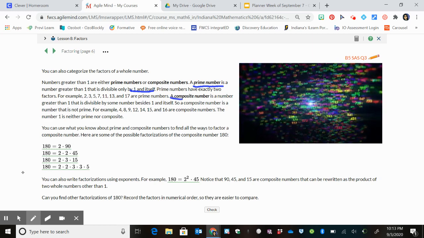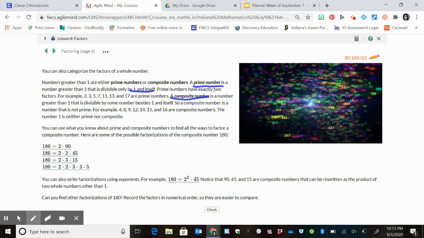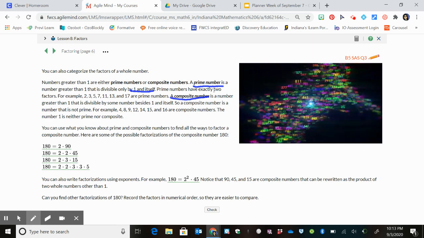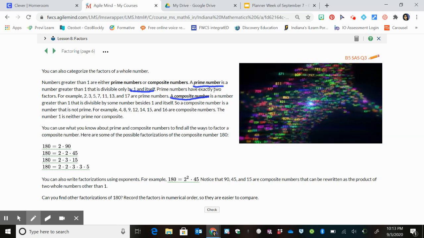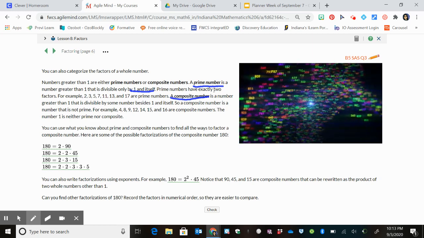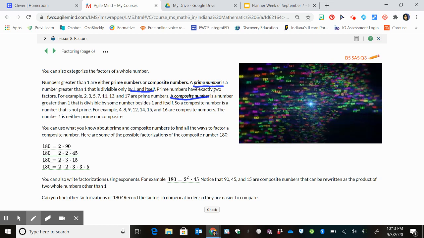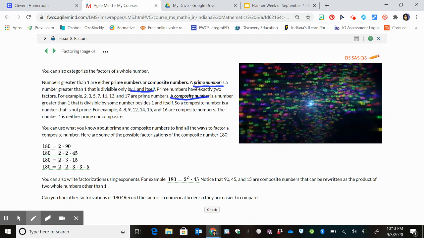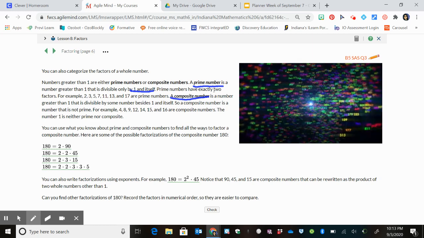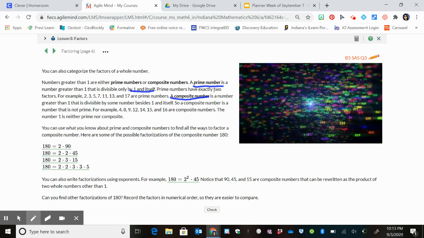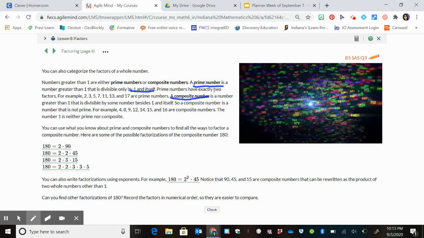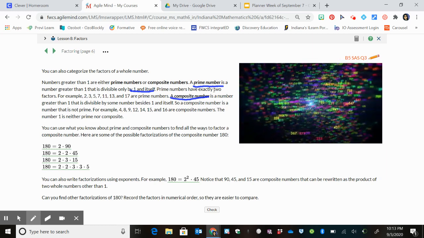A composite number is a number greater than 1 that is divisible by some number besides 1 and itself. So a composite number is a number that is not prime. For example, 4, 8, 9, 12, 14, 15, and 16 are composite numbers. The number 1 is neither prime nor composite. We label it neither. You can use what you know about prime and composite numbers to find all the ways to factor a composite number.